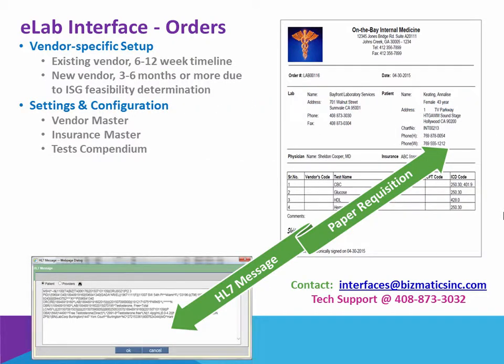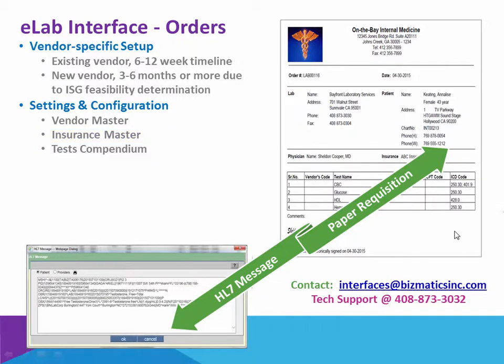The settings and configuration consists of the vendor master. That's going to have some different settings such as bill type, specimen collection source, and things of that nature. The insurance master, each vendor will have their own carrier code so that when the insurance is responsible for the laboratory service, that can be included with your order.